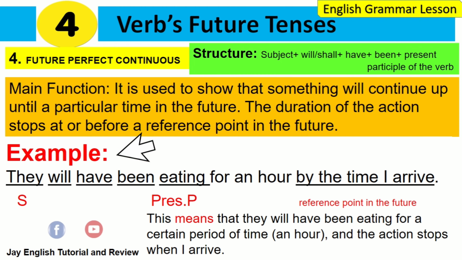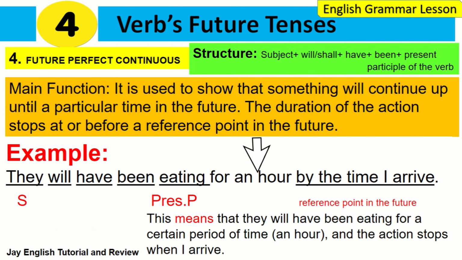Let's check the structure first. We have here they as our subject, followed with will have, then been, then eating here is our present participle. For an hour by the time I arrive. This sentence means that they will have been eating for a certain period of time. And talking about certain period of time in the sentence, that will be an hour.